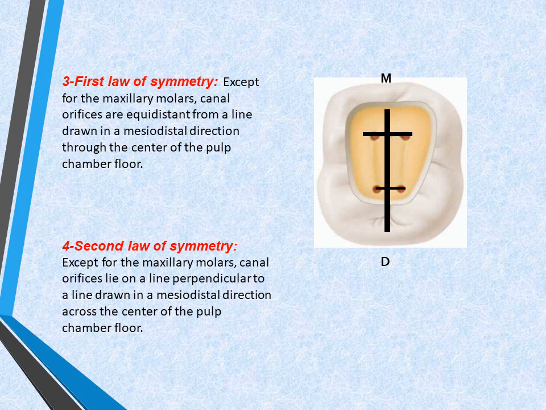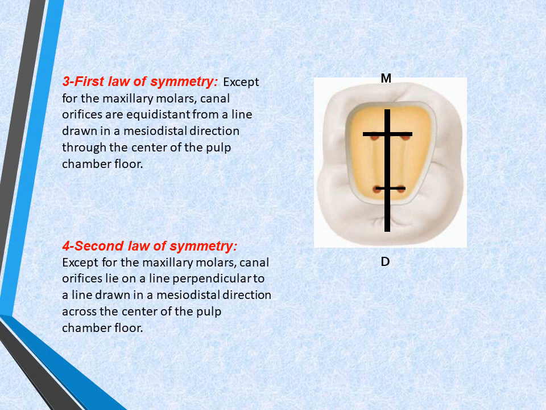That means if one canal orifice is say 2 mm away from this line, the other canal is also going to be 2 mm away. So the mesiobuccal and the mesiolingual are going to be 2 mm away from this line which is drawn. So it is equidistant from the line drawn in a mesiodistal direction through the center of the pulp chamber floor.